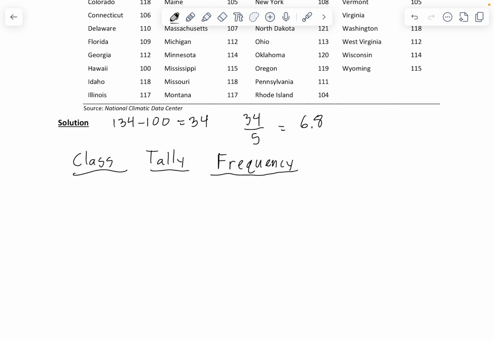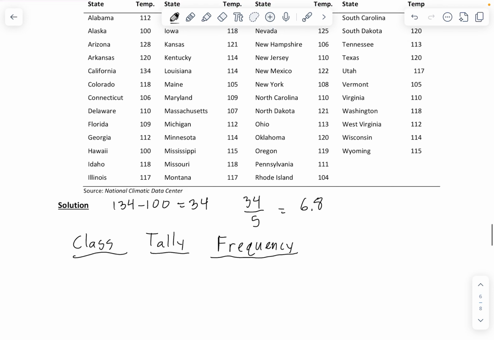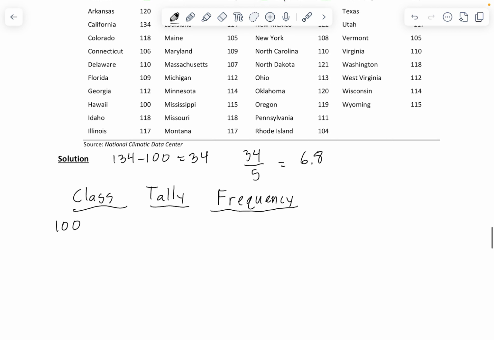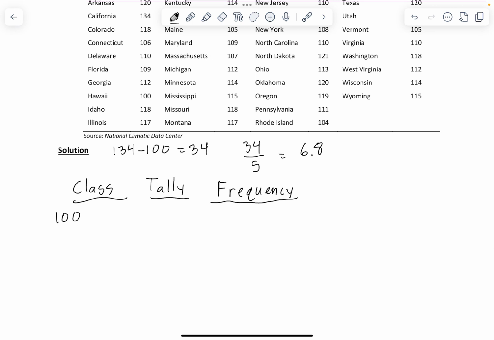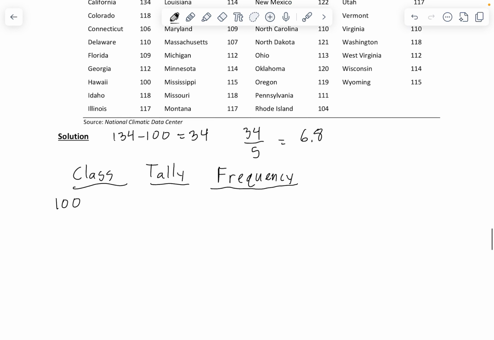Okay, so to fill in the classes, we will start with the lowest value. We said the lowest value in the entire data set was the value corresponding to Alaska, which is 100. Okay, put that here. And then, since we want a spread of 5, we're going to add 5, and that will give me the next lower class limit. So the next lower class limit will be 105. Okay, and then the next lower class limit will be 110. Okay, and so on.